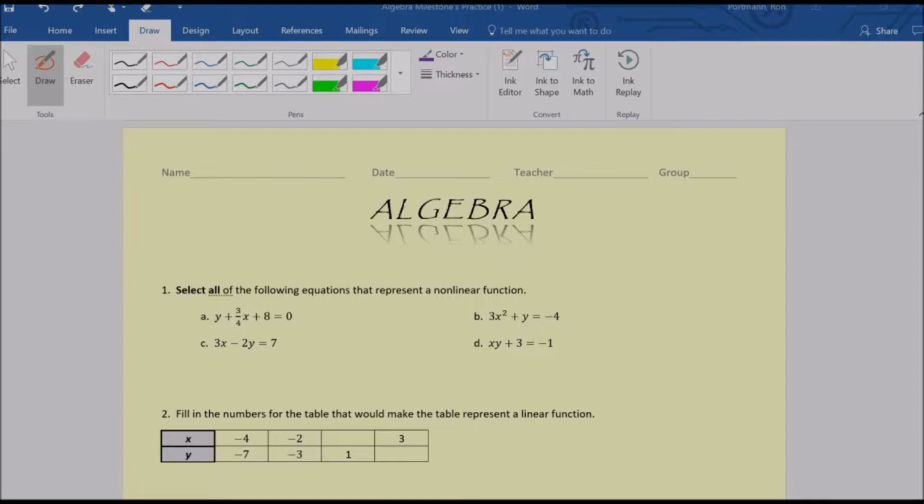I'm just going to go through this question by question. I'm going to give you a little bit of back knowledge, or I'll explain a little bit about each question. And since there's so many, I can't spend too much time on each one, so I'll do my best. We are going to select all of the following equations that represent a non-linear function.